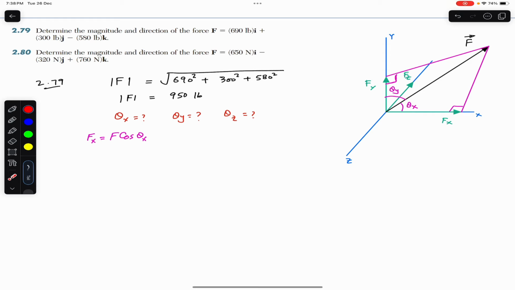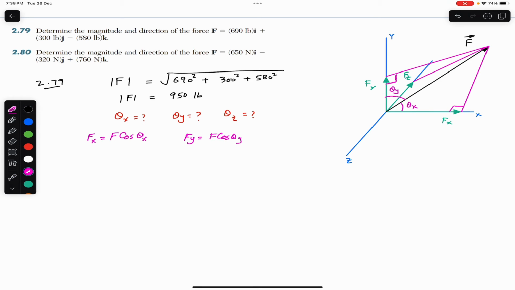Then f of y is adjacent to theta y, so f of y will be f cos of theta y, right? So we can say that f of y is f cos of theta y. And then if I drop in another perpendicular from the head of f to the head of f of z like this, and we consider this as another right angle triangle, if we look from this side, this will look like a right angle triangle, and this angle is the angle with the negative z axis.